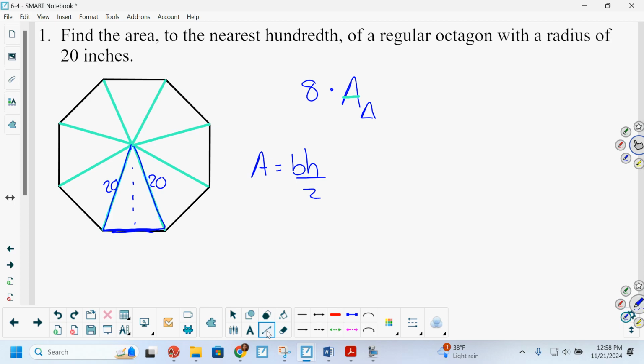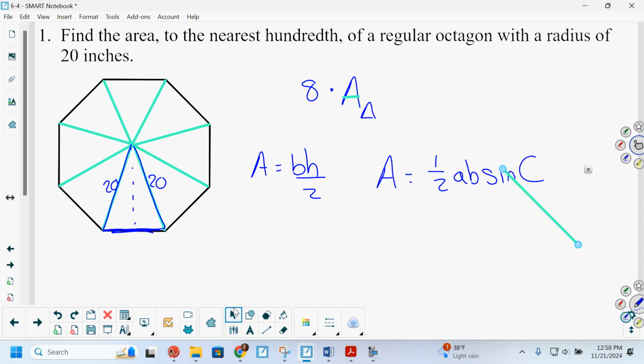So you might remember that we learned area of a triangle is also 1/2 AB sine of C. This is way easier. You already have two sides. You have the 20 and this 20. So if we can figure out the included angle, we can use that formula and we're done. It's super easy. So how am I going to figure out that angle?